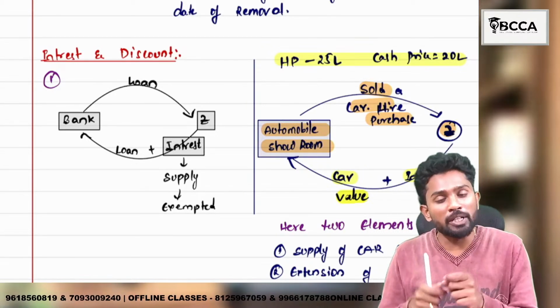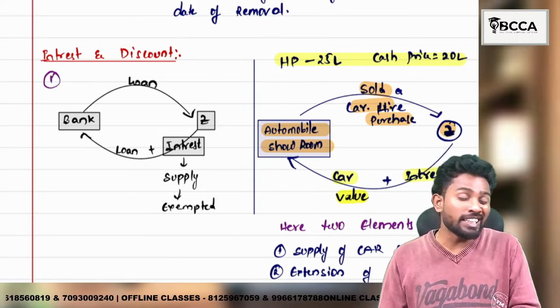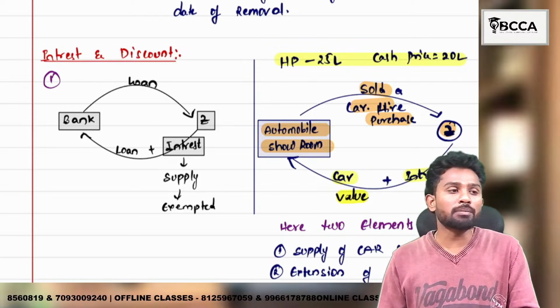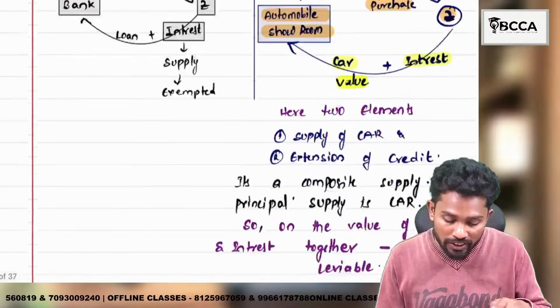So which is predominant here? Car supply is the predominant thing. Since the credit is becoming incidental, by applying the composite supply logic, the predominant supply's tax rate is applicable on the whole bundle. So interest will also get taxed here.